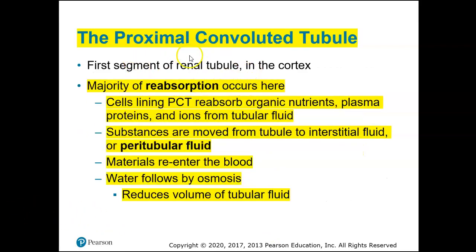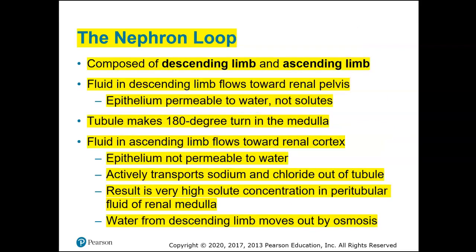Mainly what occurs in the PCT is reabsorption, and reabsorption refers to materials that are in the filtrate going back into the blood. So some of the stuff that re-enters the blood that was filtered out are important nutrients like glucose and amino acids, some plasma proteins that were small enough to be filtered out in the first place, and then ions: sodium, potassium, chloride ions, calcium ions, that kind of thing. And then most of the water from the filtrate is reabsorbed at the PCT.